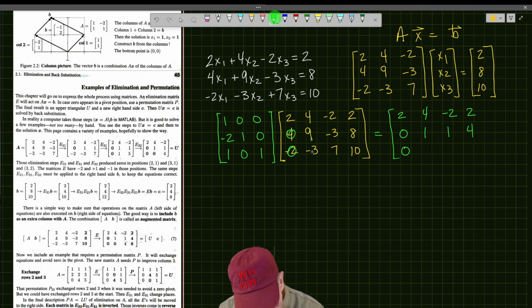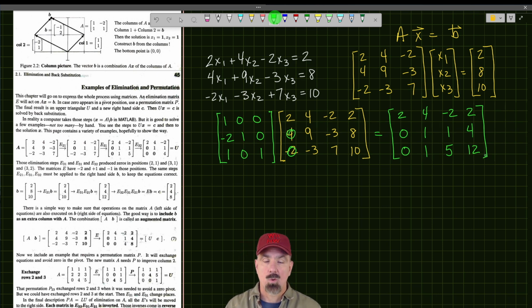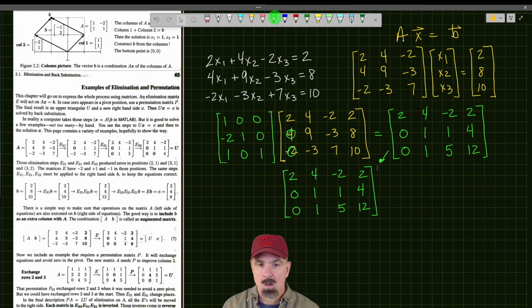And then we're going to have a 4 and a negative 3 is a 1, and then we're going to have a 5, and then we're going to have a 12. So this is what we have at the end of our first step. Now let me rewrite that matrix. So we have the middle of the process here.